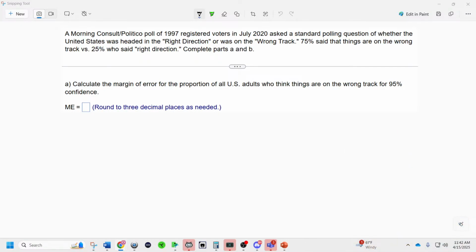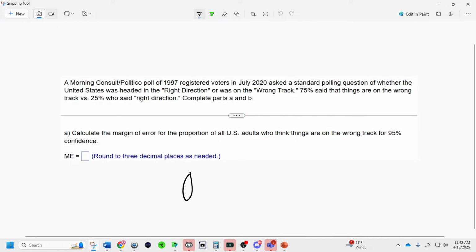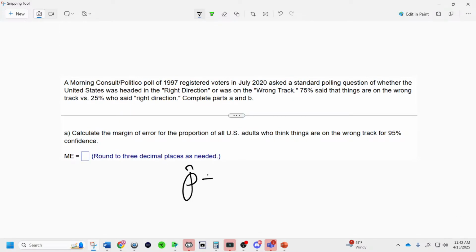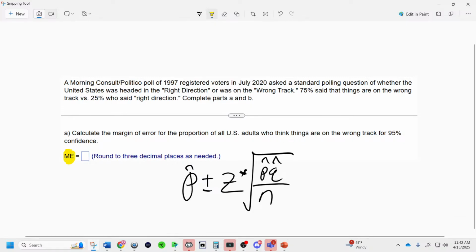The margin of error is everything after the what. So if we want to find, it says ME, which is margin of error. It's everything where? Let's see if anyone gets in the chat. Very important to know where the margin of error is in a formula.